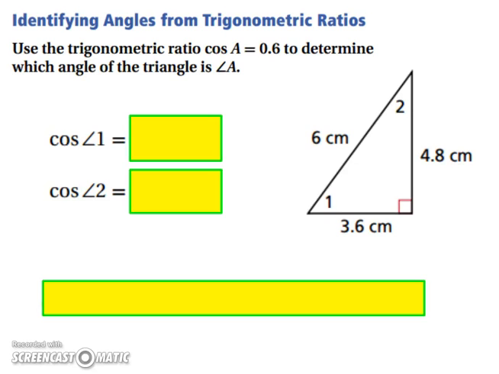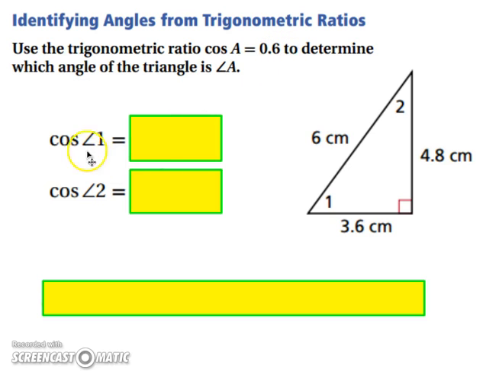Identifying angles from trigonometric ratios. Basically, we're going to try to decide which one of these angles, angle 1 or 2, is angle A. And for this, we're using cosine. You can use sine or tangent. This example just happened to use cosine. So the cosine of angle A is 0.6.